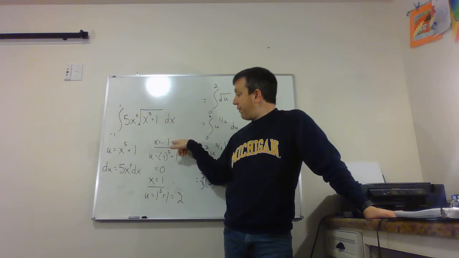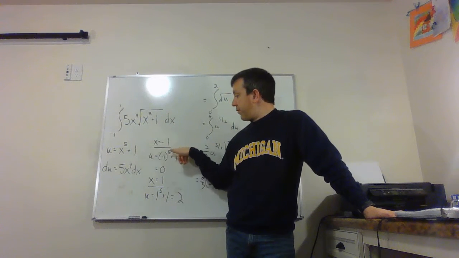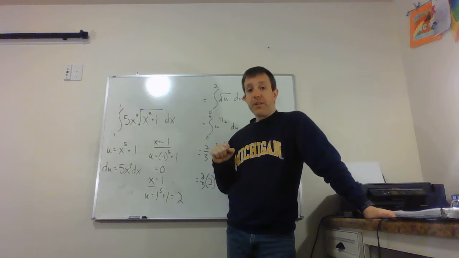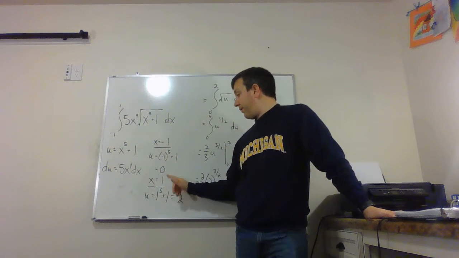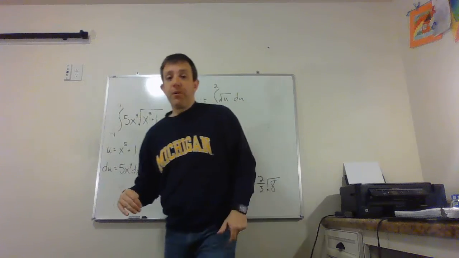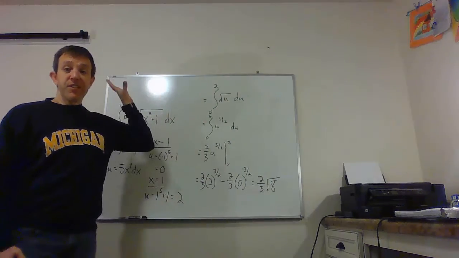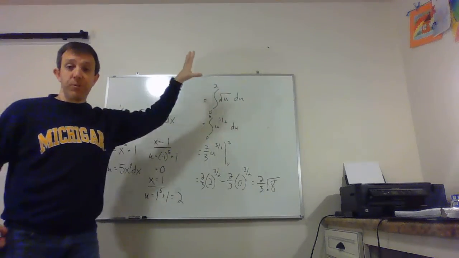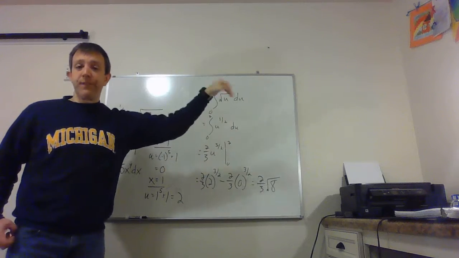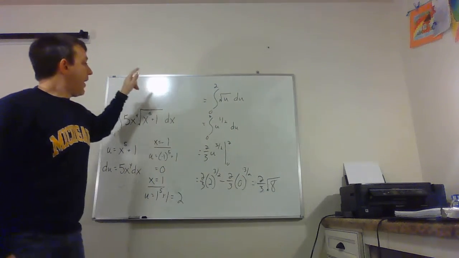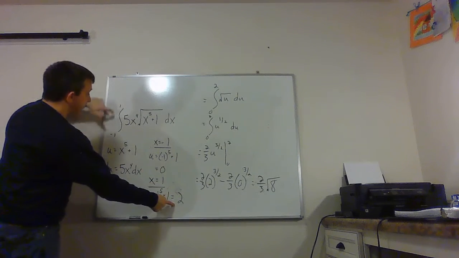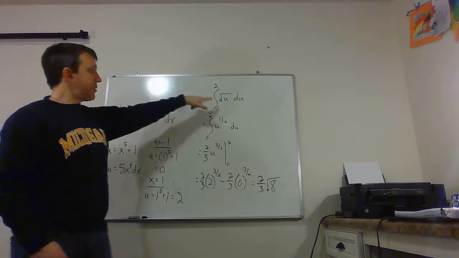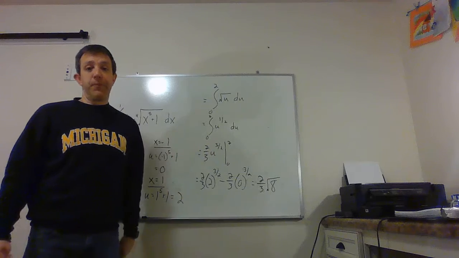So if x is -1, my u would be (-1) to the 5th plus 1, which works out to be 0. And if x is 1, u would be 1 to the 5th plus 1, which is 2. And so what we can do then is we can just do this integral with respect to u. We don't even have to worry about x ever again. I do the integral from 0 to 2, because that's me changing my limits of integration, of the square root of u du.